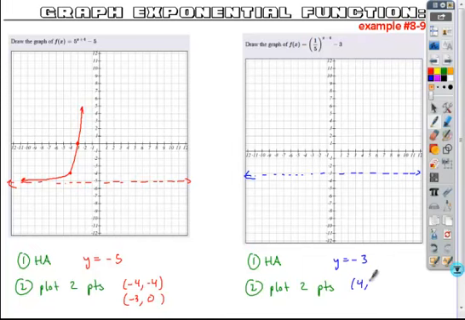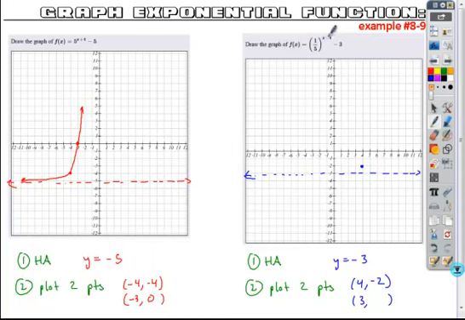So there's our first point. When x is 4, we get 1/5 to the 0 is 1, minus 3 is -2. So 4, -2 is our first point. And then are we going to choose 1 to the left or 1 to the right of this point? The base is smaller than 1, so it's 1 to the left of 4, which is 3.